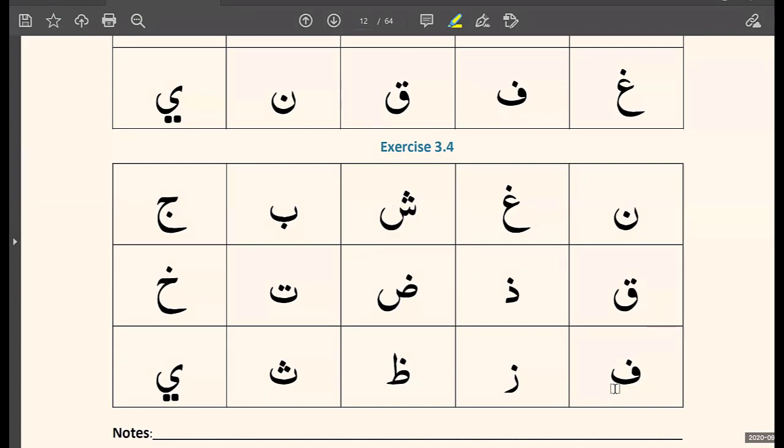Column number 4, please. Ba, Ta, Sa. Okay, which letter is thick in this column? None of them. Okay, good. Well done. Your concept is clear.